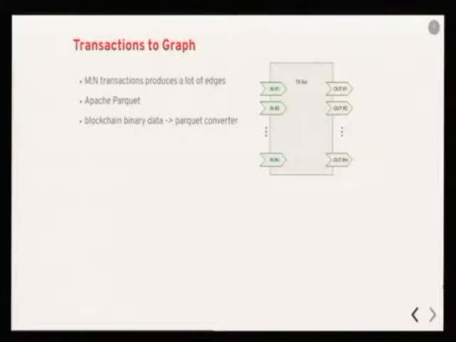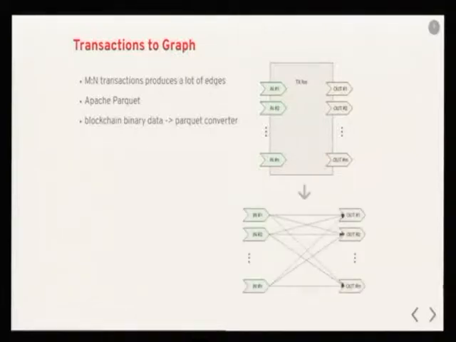My first shot was creating a bipartite graph, where I connected each input with each output, because it was difficult to say who contributed to whom. As a format, I used the Apache Parquet file, which is good because it's columnar and is natively supported in Spark. I've also developed a tool called Parquet Converter that takes the Bitcoin binary format and creates this Parquet file that can be used in the notebook I will show you later.